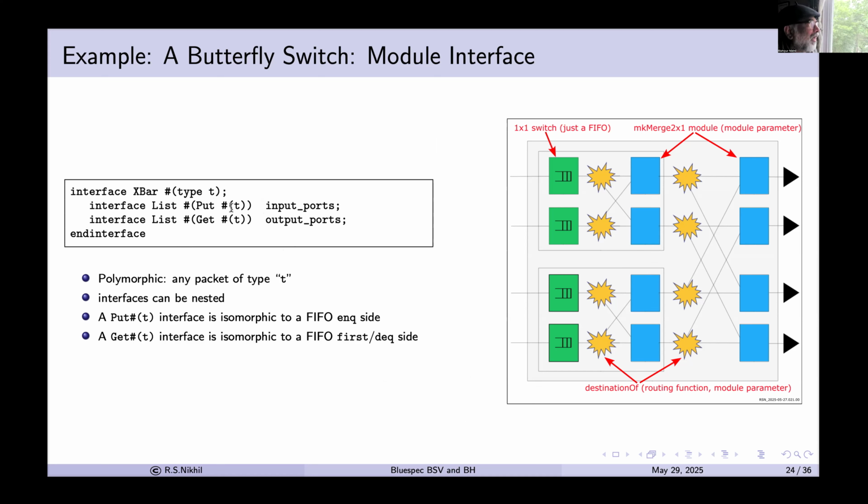And you can think of interfaces as being nested. So what you see here is that I have a nested interface called input ports, which is a list of put interfaces. A put interface you can think of as just like the NQ side of a FIFO. That is, you can put something into the module using a put interface. Similarly, the output ports is a list of get interfaces, which is the list of these output ports.